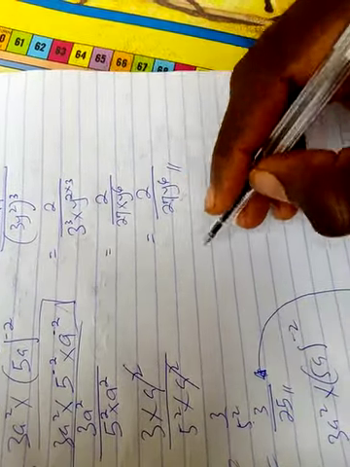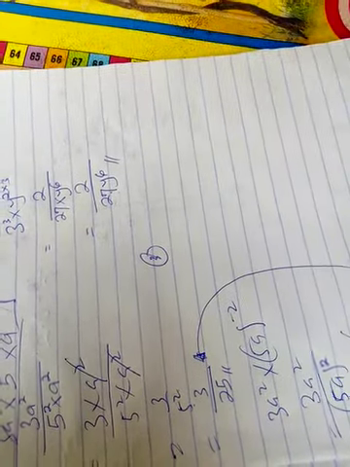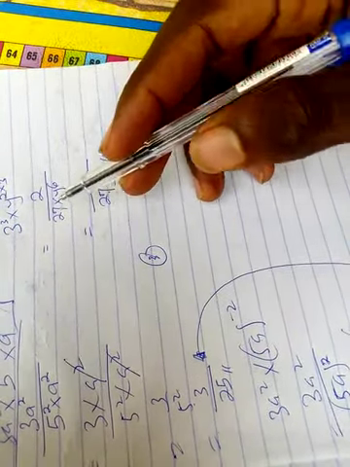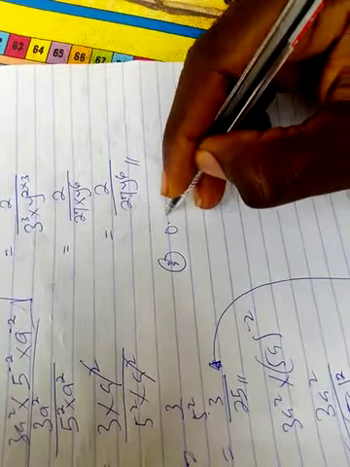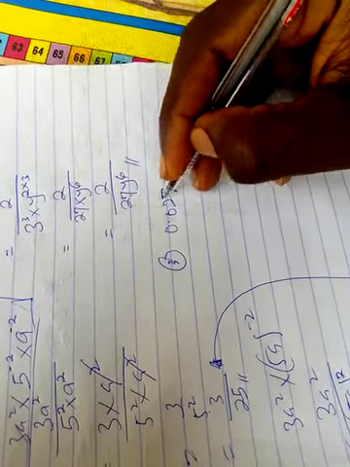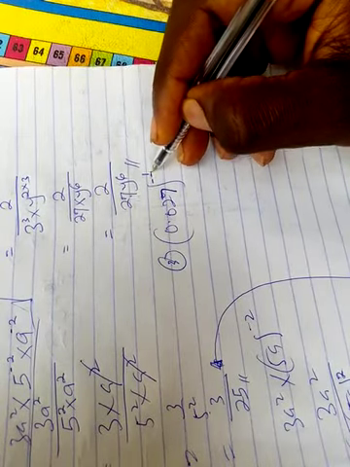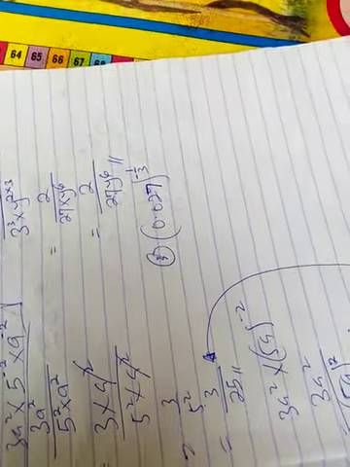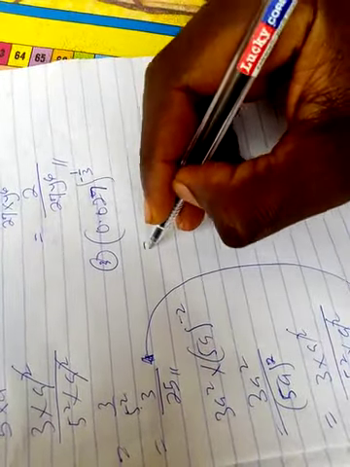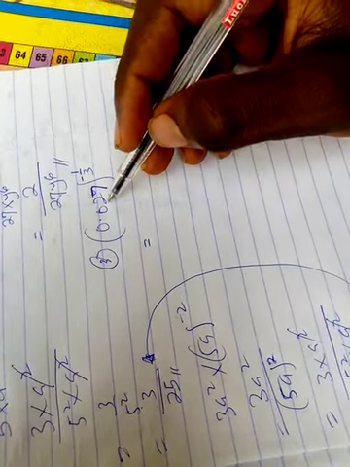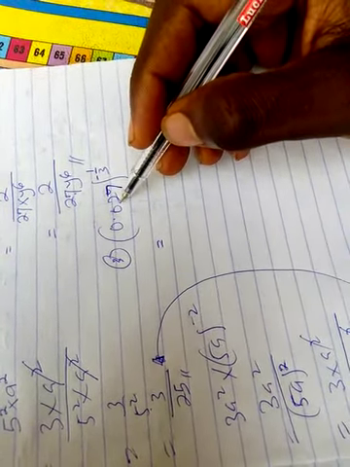Then let me quickly run through the last one. So the last one we have, this is a decimal base with a negative index. So we have 0.027, everything raised to the power of a negative index, which is minus 1 over 3. So how do we quickly solve this? Now the first thing we do, let's quickly convert this number to a fraction.